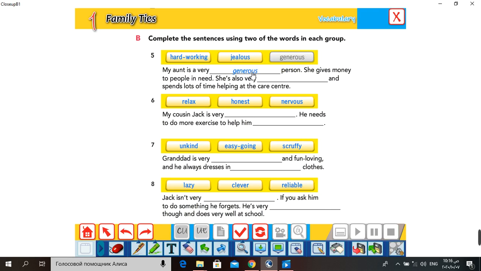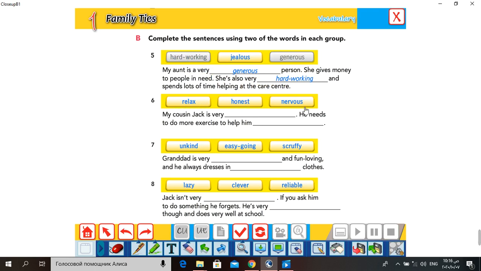Generous person is the person who gives money to others or the people in need. She's also very hardworking and spends lots of time helping at the care center. So when a person helps others and he spends time to help them, is he jealous? Of course not. He must be hardworking. Well done. Let's move to number 6.